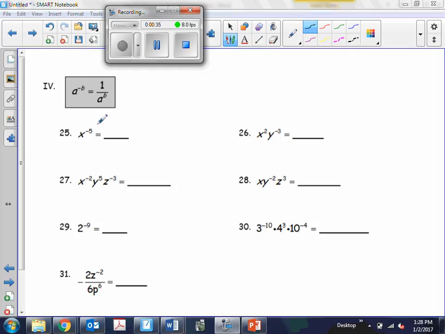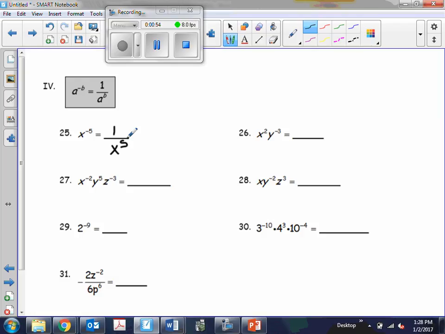So for instance, if I take a look at number 25, see how it says x raised to the negative 5? Well, I'm going to turn this into a fraction, or the reciprocal, so it'd be 1 over x, and then that exponent is going to remain 5, but it's going to be a positive 5 now.